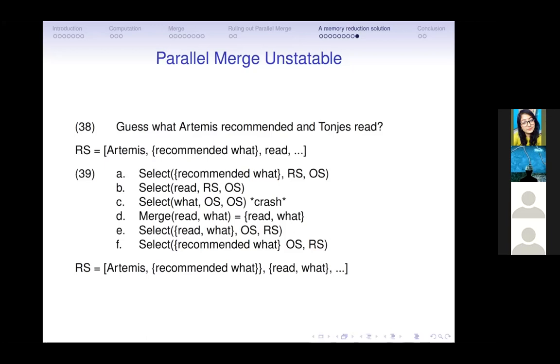Now what you need to do is merge what from inside recommended what with read. So you take what from inside recommended what and you copy it, put it into the other cell in your operating space. But now you're buggered, as we say in Scotland, because you can't actually merge anything in there, right? You've used up both cells, so the system crashes. It turns out it's simply impossible to do a parallel merge derivation with this memory architecture.